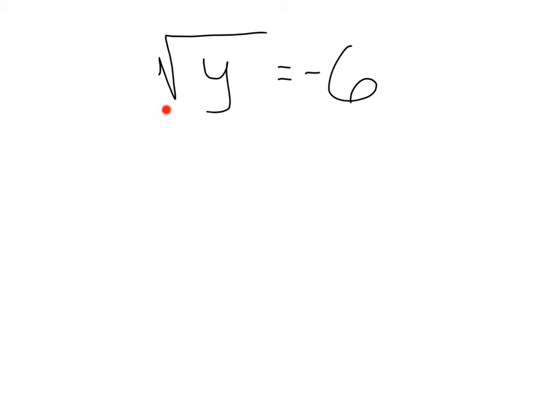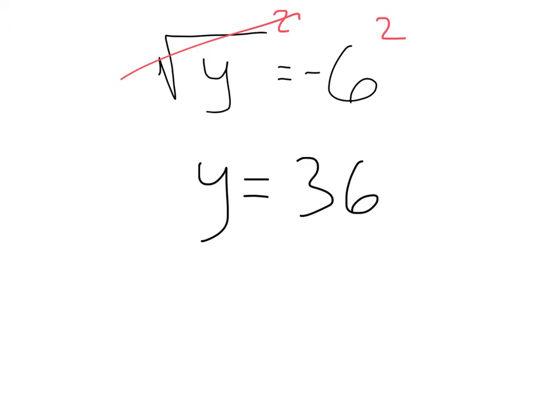Let's try this beautiful example right here. Square root of y equals negative 6. Start by squaring each side. That's going to cancel out our square root, giving us y equals negative 6 squared. Negative 6 times negative 6 is positive 36.